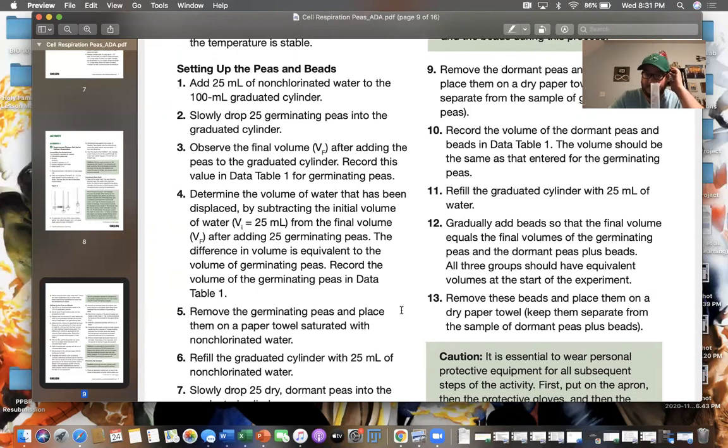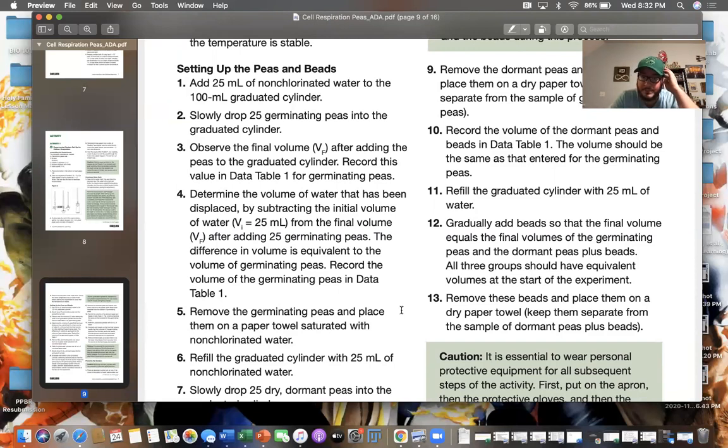Observe the final volume after adding the peas to the graduated cylinder and record that value in data table number 1. All right, so my final volume here is actually right around 35. So 25 peas increase the volume by around 10 milliliters. All right, so you'll record that in data table 1.